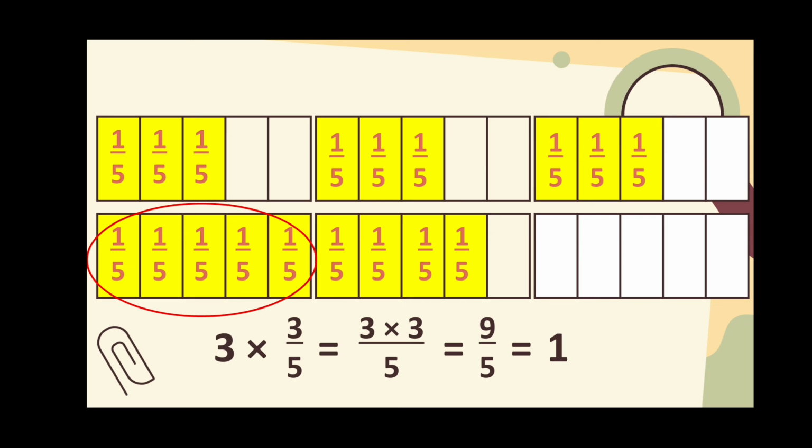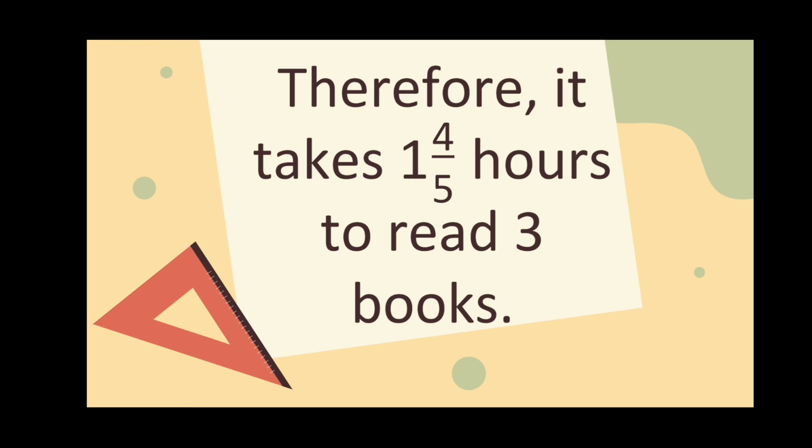Okay? And then, for the second illustration is 4/5 naman, kasi there are 4 shaded parts out of 5 parts. And kung mag-a-add naman tayo, 4/5 pa rin yung makukuha nating sum. Okay? And then yung last illustration naman, since wala naman siyang kahit isang shade, i-disregard na natin. So, ibig sabihin, ang mixed form ng 9/5 is equal to 1 and 4/5. Therefore, it takes 1 and 4/5 hours to read 3 books.